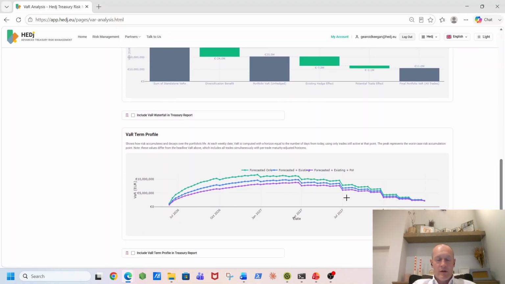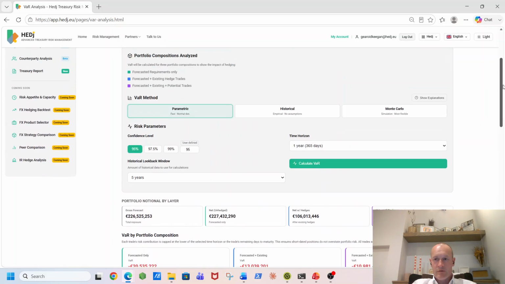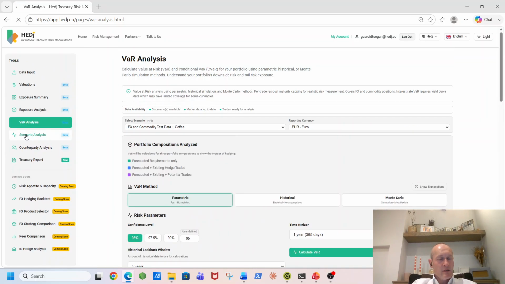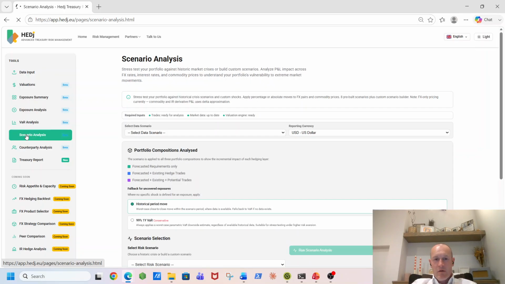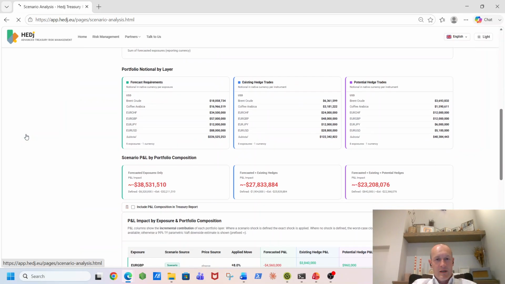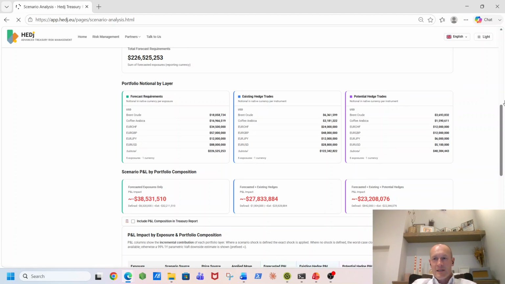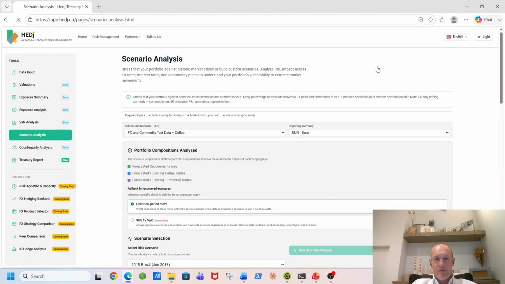And again, you can also look at how that profile moves over time as risk increases as you move further away from the current date, but also then as you go through time, your trades and your exposure start to settle, so your overall exposure reduces. So yeah, VAR is a great tool for giving a general view of what your worst case risk is in the normal course of business.